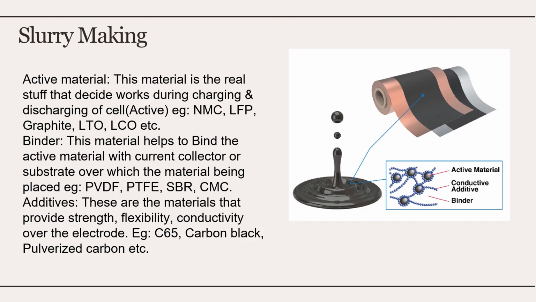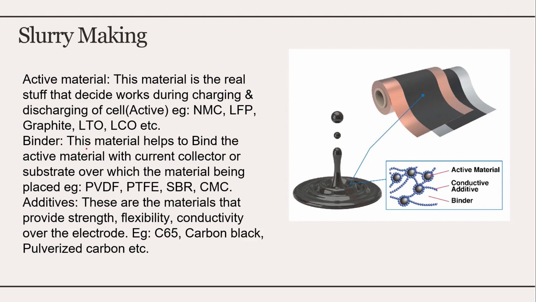So how can we make the slurry, what materials do we have in the slurry, and what is their importance, I'm going to tell you one by one. This is the real stuff when we are talking about the battery. Slurry is one of the very important parts, along with the other manufacturing processes. Slurry making means we have to decide which material we are going to use, like the materials I showed you: NMC, LFP, graphite, LTO, LCO, etc. And what kind of slurry we are making, whether it's anode material or cathode material. The binder is also an important thing.